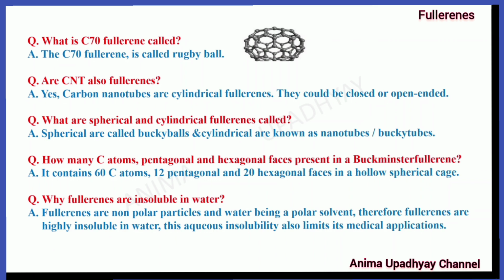What is C70 fullerene called? The C70 fullerene is also called rugby ball because of its appearance resembling the rugby ball. Are CNT also fullerenes? Yes, they are cylindrical fullerenes. They could be closed or open-ended.